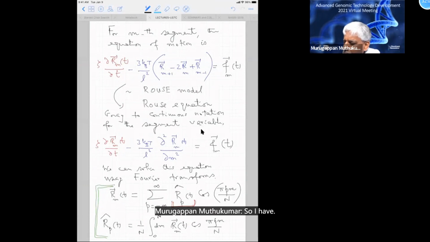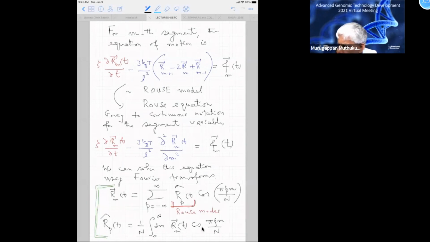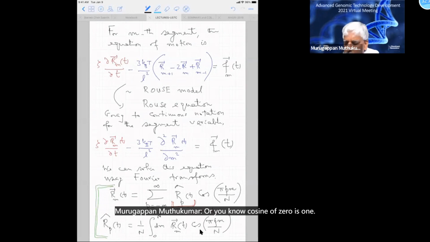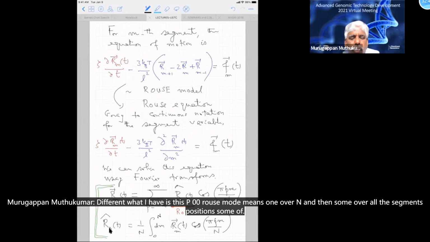Suppose p is equal to 0. Okay. Let's look at the bottom equation. I'm looking for the Rouse mode corresponding to p equal to 0. I go to the right-hand side and look for p, and as p is equal to 0, then I have cosine of 0. And you know cosine of 0 is 1. Therefore, what I have is this p equal to 0 Rouse mode means 1 over N, and then the sum over all the segments' positions.